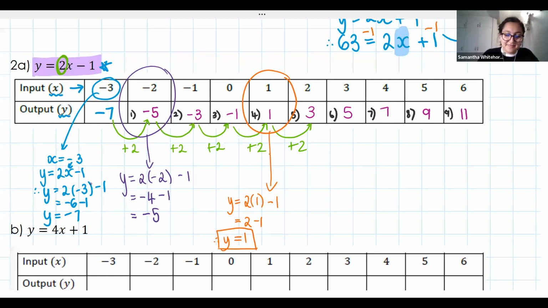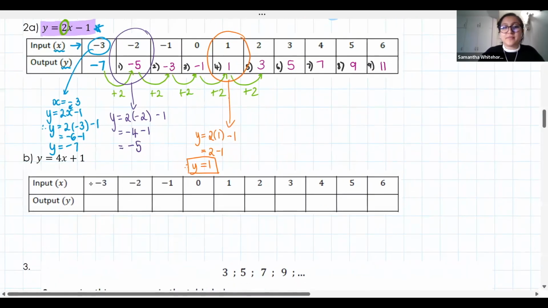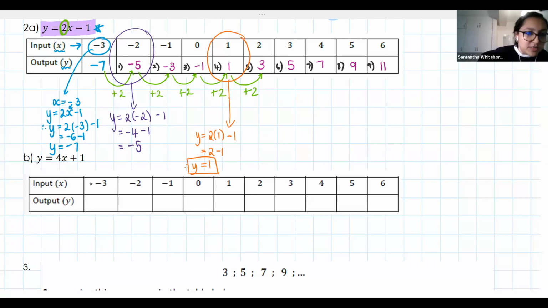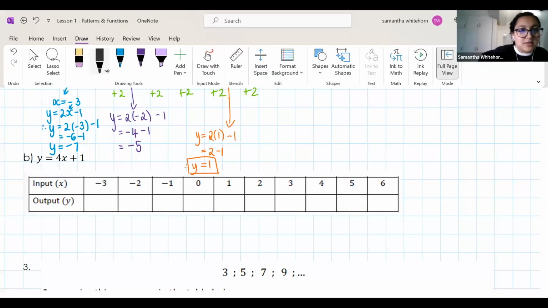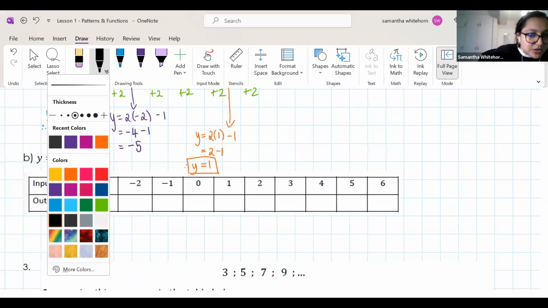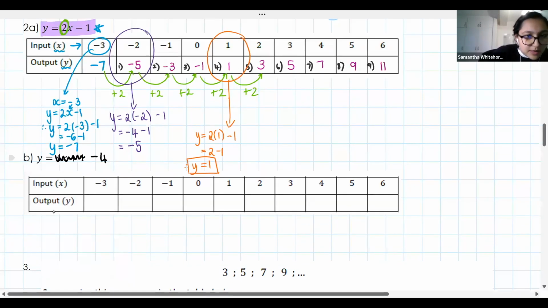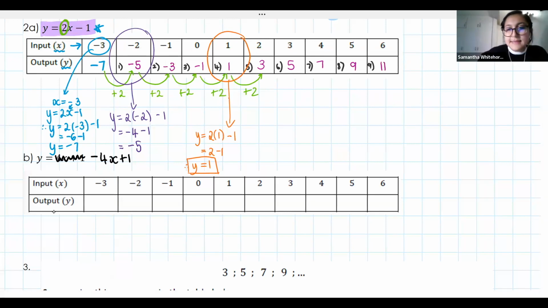Just give us another challenge. I'm up for it. Okay guys, we're going to have a look at this table. I don't want you to get too excited just yet because I'm going to change a couple of things. So our rule is going to be minus 4x plus 1. And I'm going to add an extra block here. And our output.